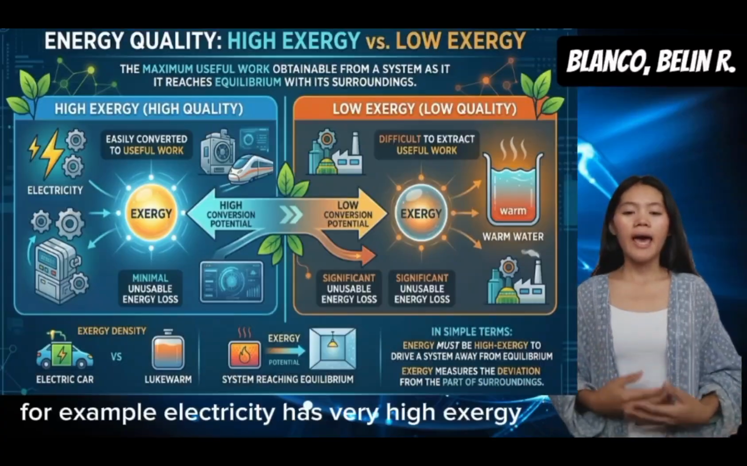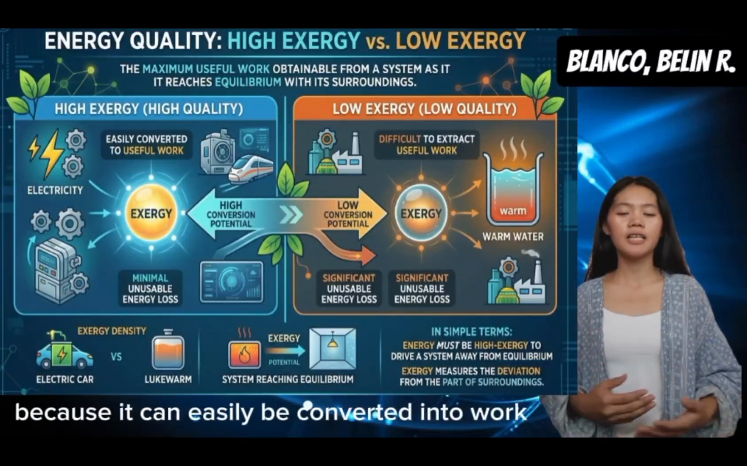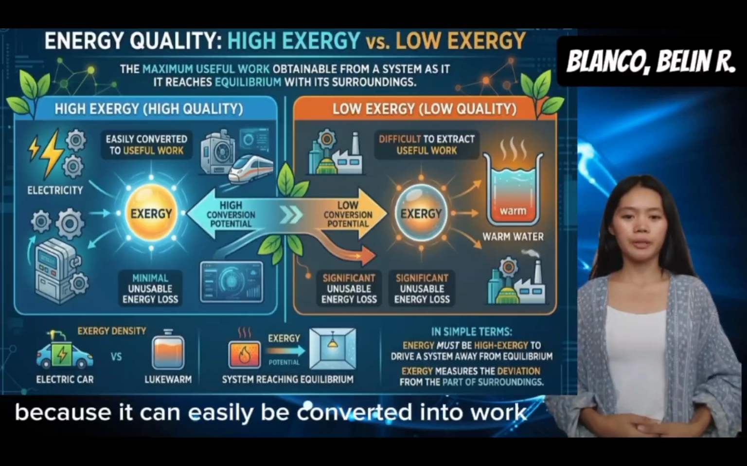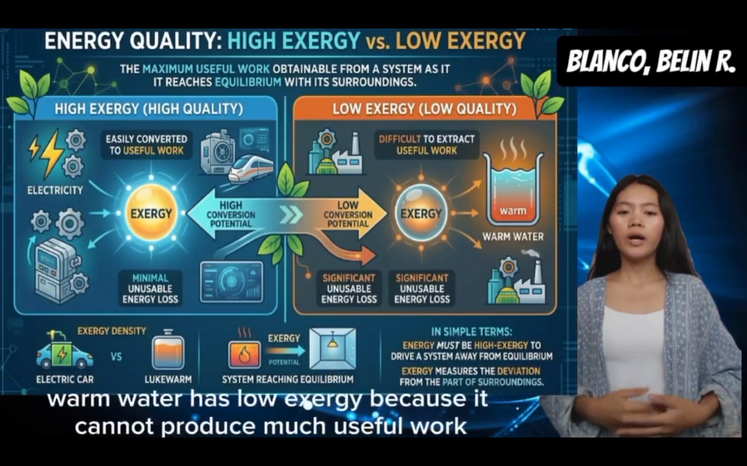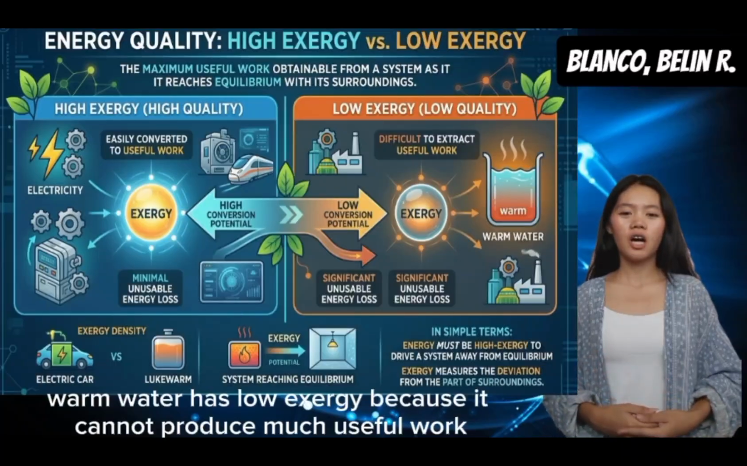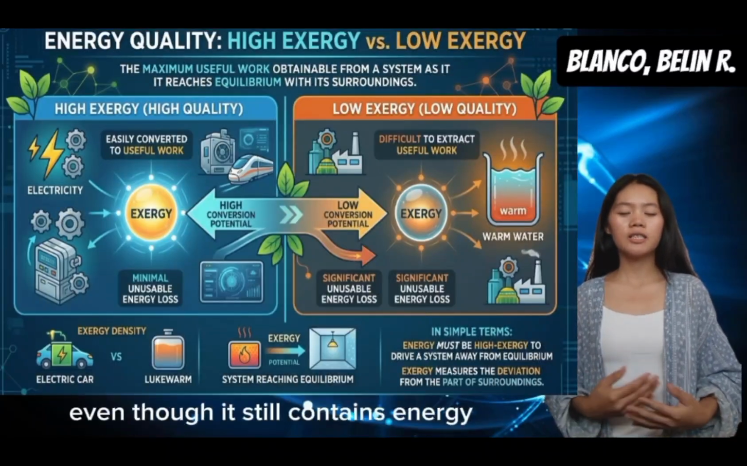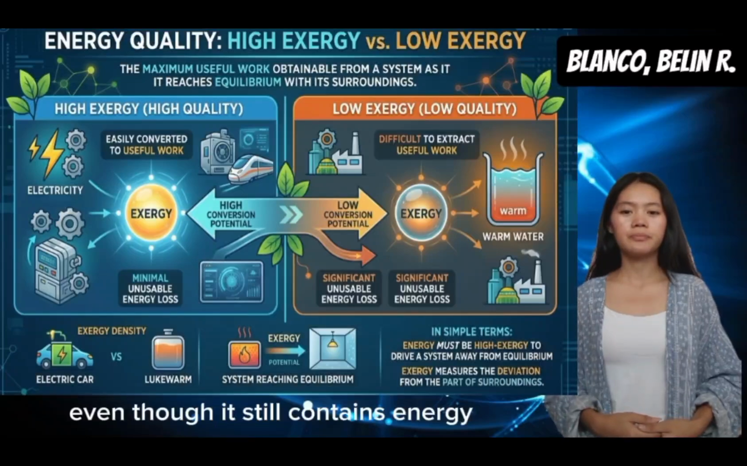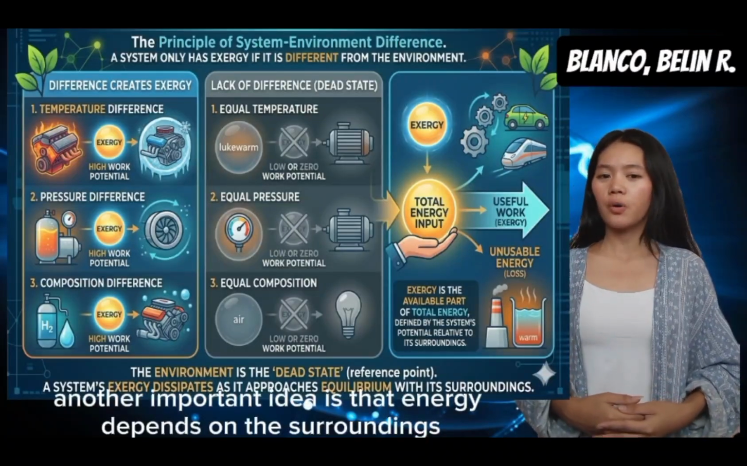For example, electricity has very high exergy because it can easily be converted into work. On the other hand, warm water has low exergy because it cannot produce much useful work even though it still contains energy. Another important idea is that exergy depends on the surroundings.